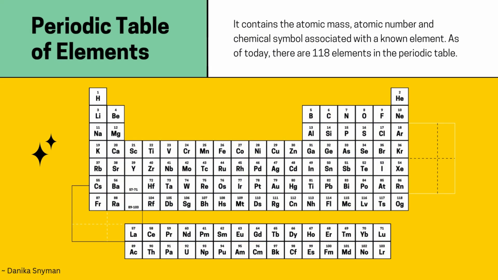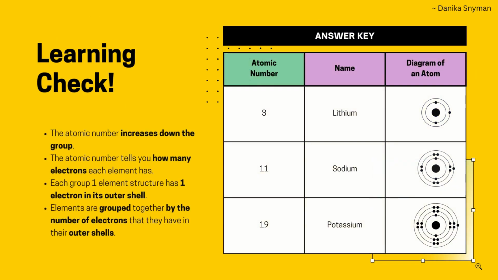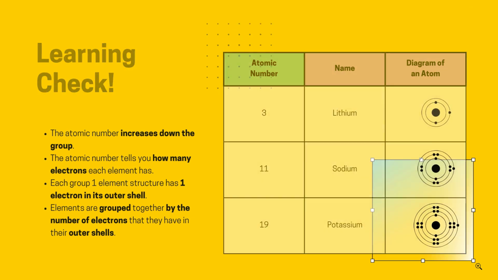Okay, if we go back to our slides, I can show you that you can see for yourself that all these elements are in group 1. Lithium, sodium, and potassium are all in group 1, as you can see here. I just want to go back to your answers, and this is how we're going to know our answers are correct.